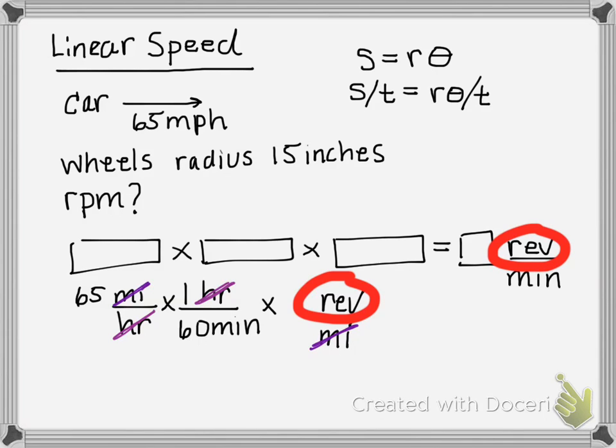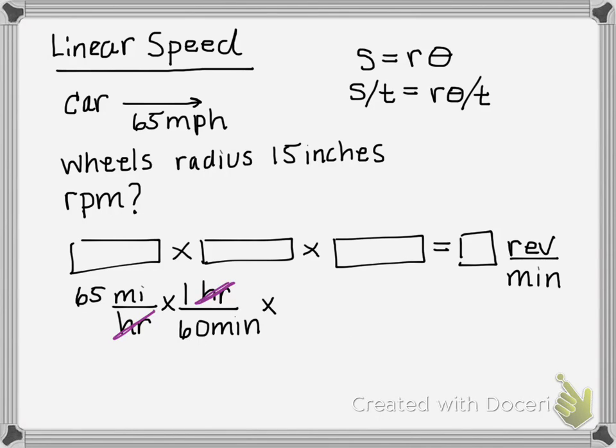I need revolutions. So we want to multiply by something that'll take us toward revolutions per mile. So let's go ahead and just look at what we do have. We have another piece of information here, right? I got this 15 inches. And what does that 15 inches have to do with the revolutions that I'm getting?